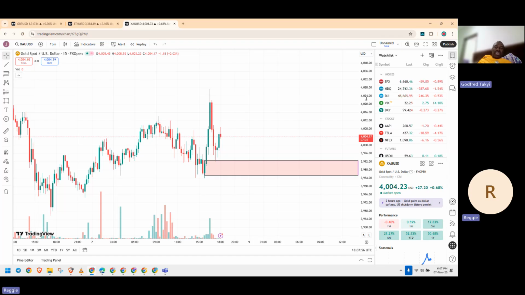When price goes and leaves you, let price go. Don't chase price. If it comes back again, fine. If not, let it go. And if you can't find any other pair to trade, close your PC and go and sleep. It's not by force to trade every day. If the market is not moving well, forget about the charts and go and sleep.